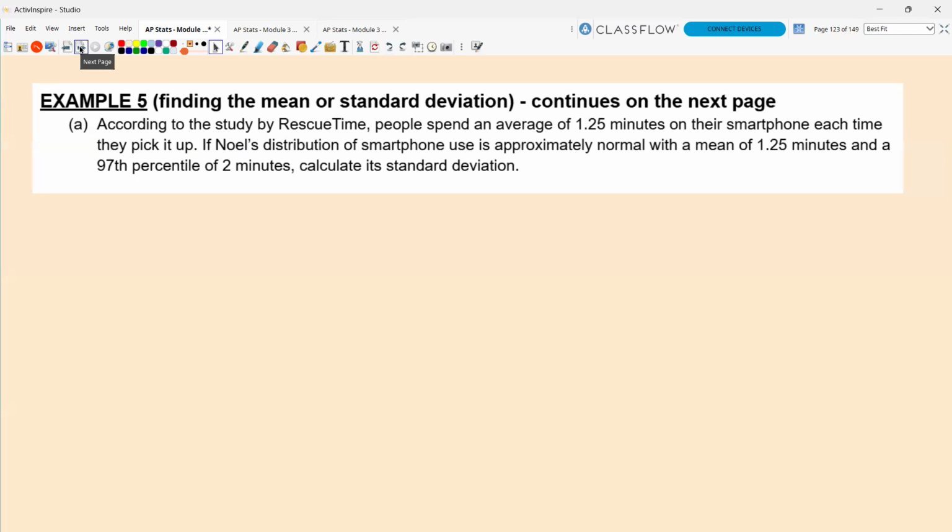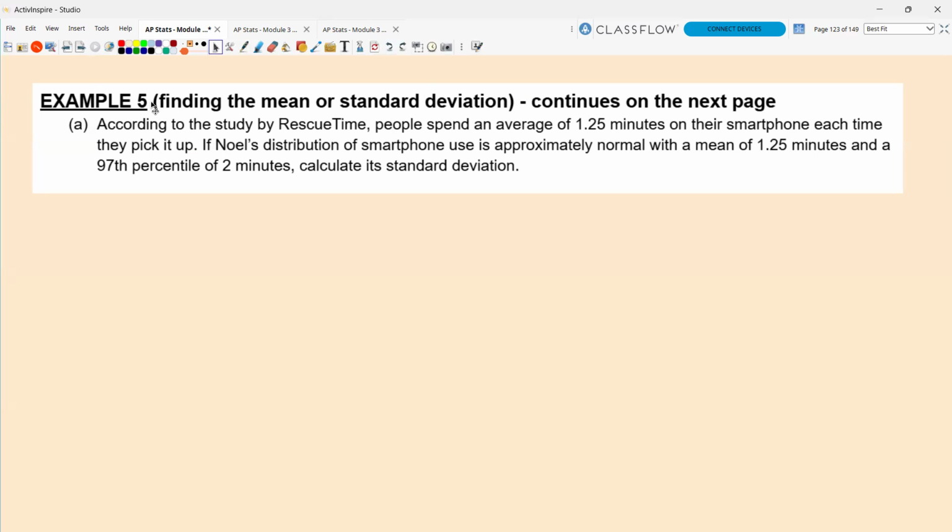All right, in this example, and this is our last example, we're going to talk about how to get the mean or the standard deviation. So we've been able to get values, we've been able to get percentages, but we haven't been able to solve for the mean or standard deviation. So these are the ones that are going to involve a little bit more work, but not too much.